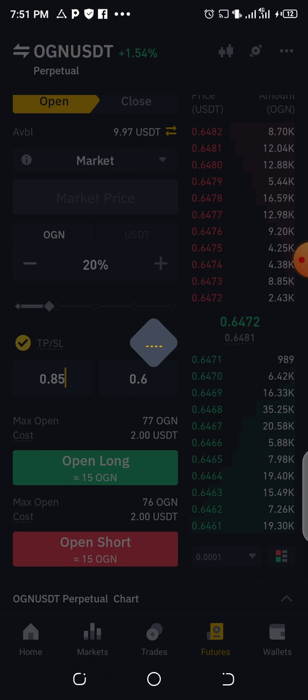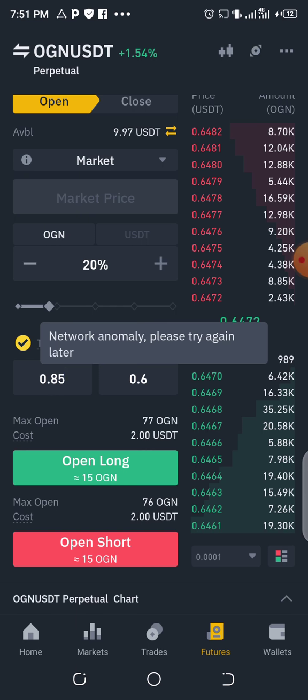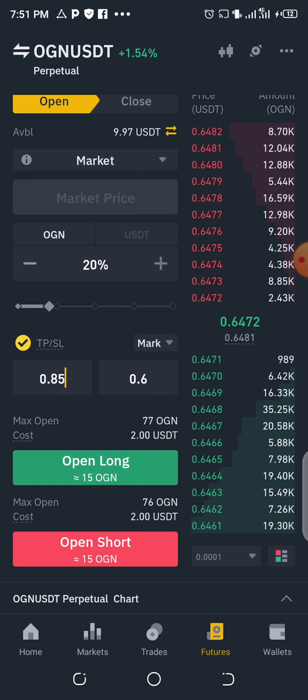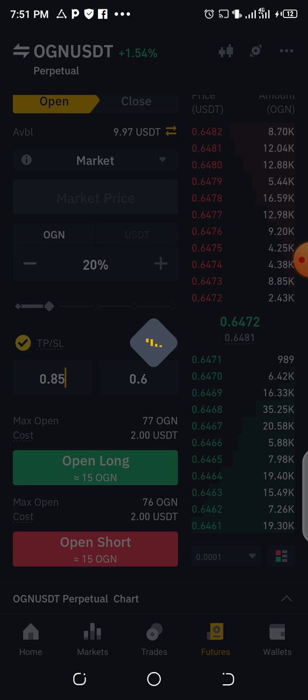The network is so bad. Network anomaly. Please try again. Open long. I'm using my phone now to find signal. Open long. It's taking so long to open, so I'm going to stop here for today.